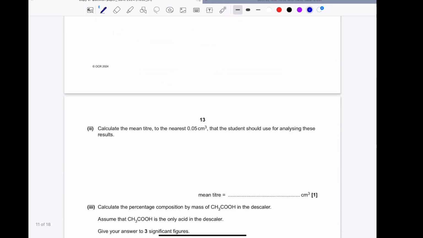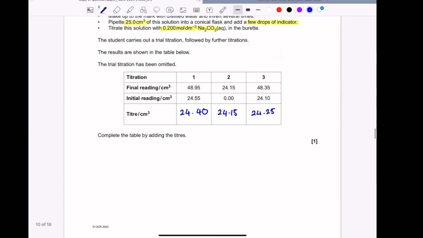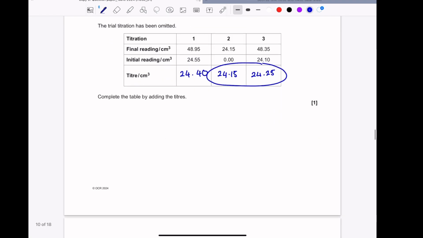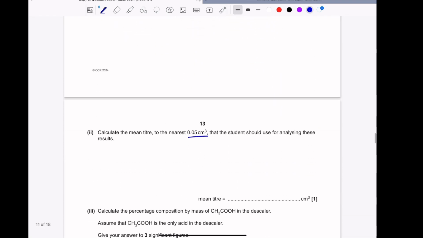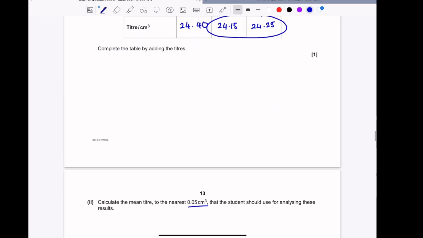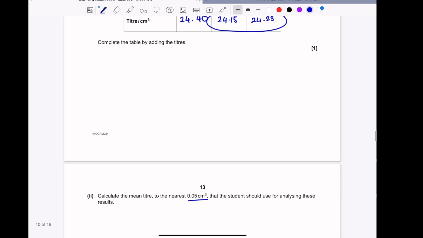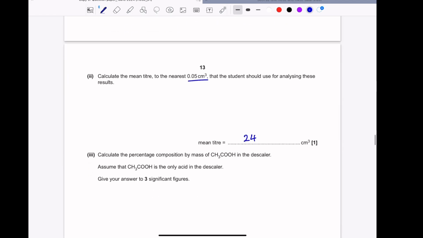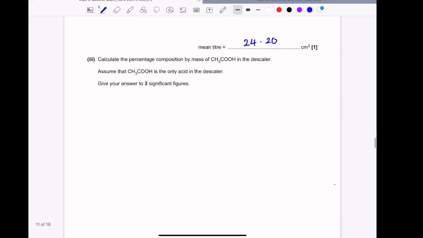Calculate the mean titre to the nearest 0.05 centimeters cubed that the student should have used. So for the mean titre, we only use concordant results, which seem to be these two, as they are within 0.05 of each other. So the middle value between the two would be 24.20. That's the mean titre, 24.20.